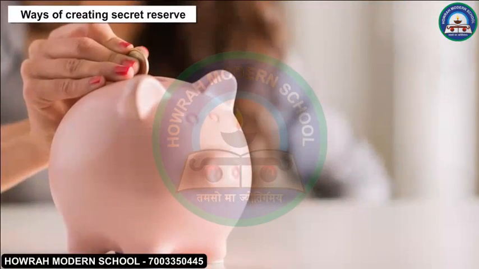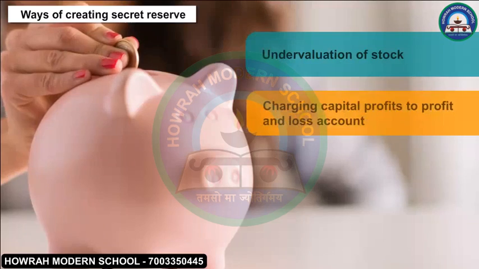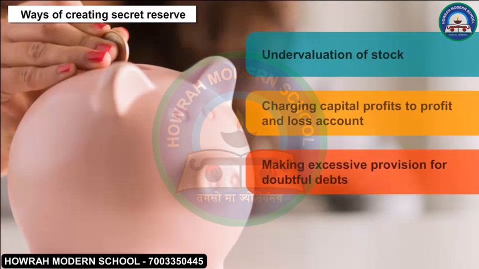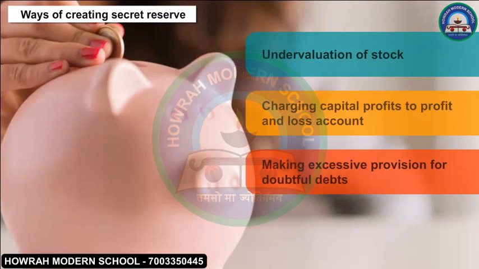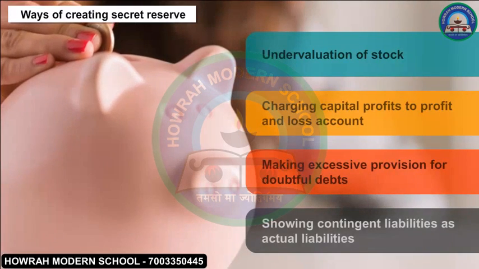Ways of creating secret reserve. Undervaluation of stock, charging capital profits to profit and loss account, making excessive provision for doubtful debts, showing contingent liabilities as actual liabilities.